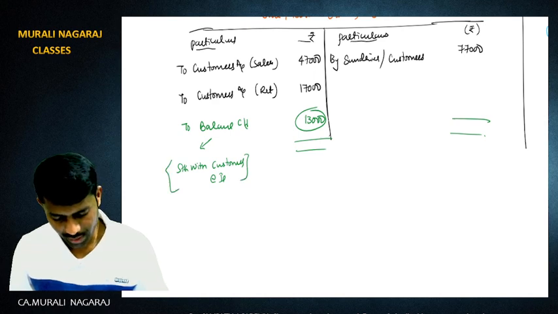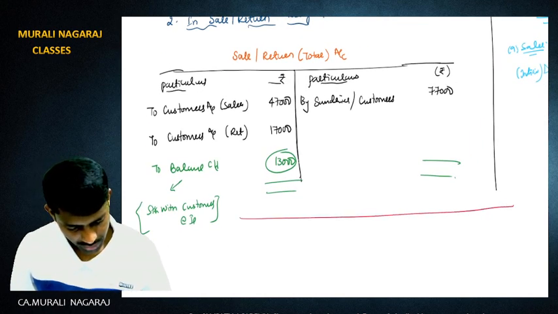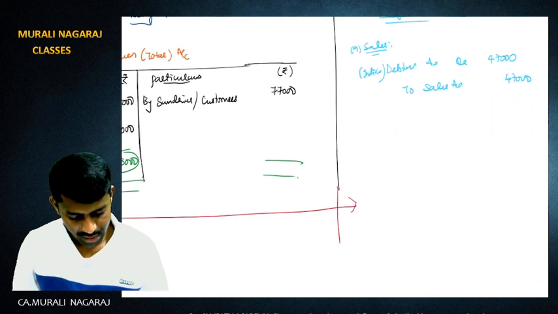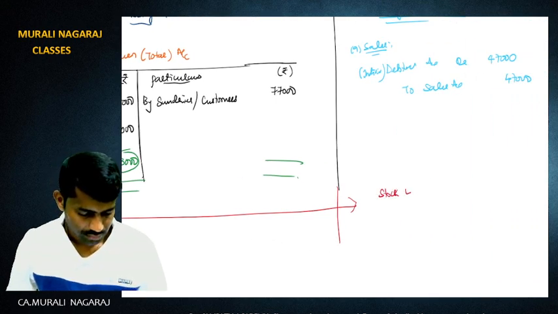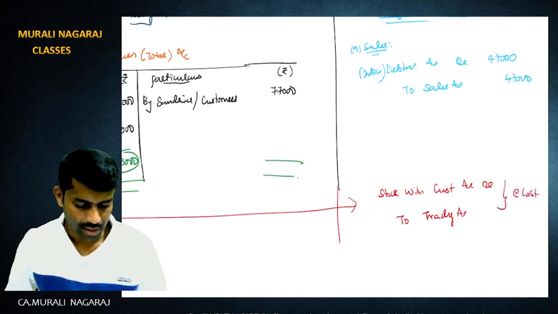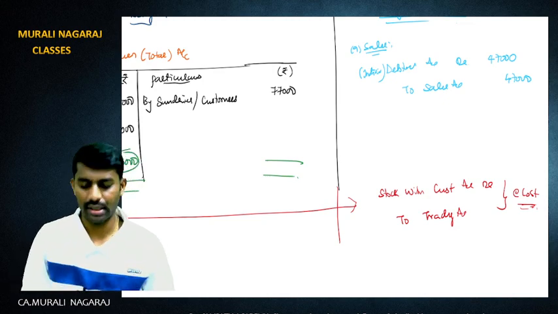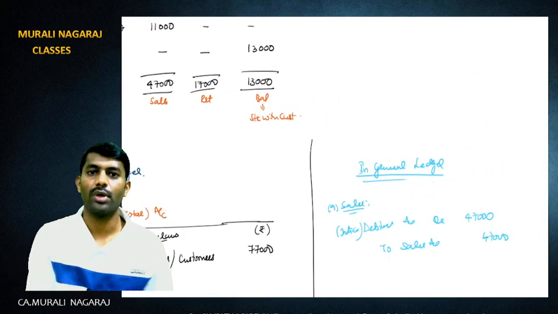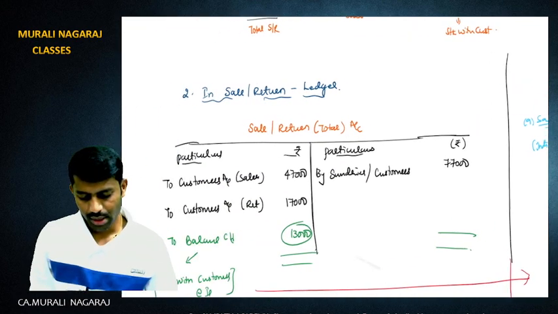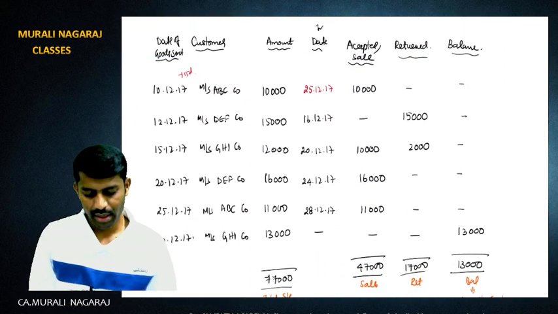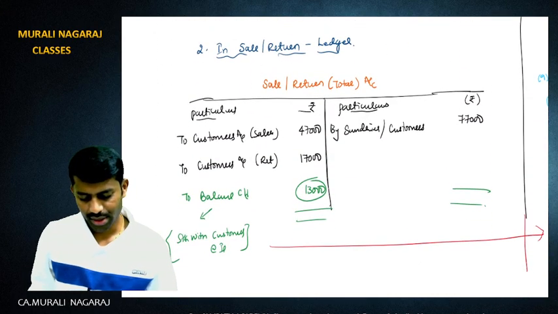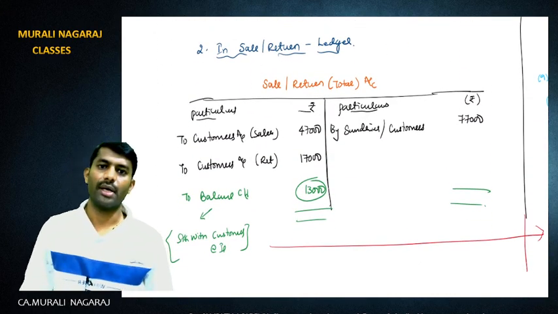But I required, so for this entry will come in our main books. It is stock with customer account debit to trading account, but here at cost it will come. At cost it will come, but here they have not given what is the cost, therefore I couldn't pass anything. They have not asked in general ledger what is the entry and all, but you have to visualize. They have asked only how to prepare this subsidiary book, as well as in the general ledger how you will prepare the sale or return account. That's all they have asked.